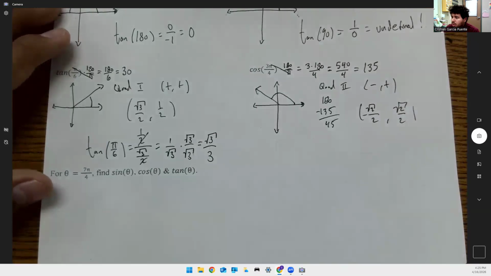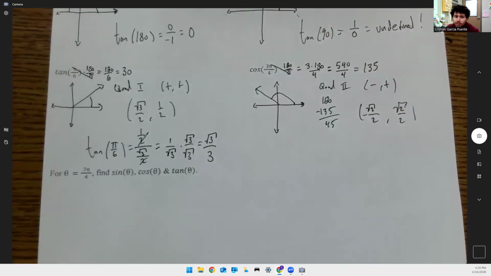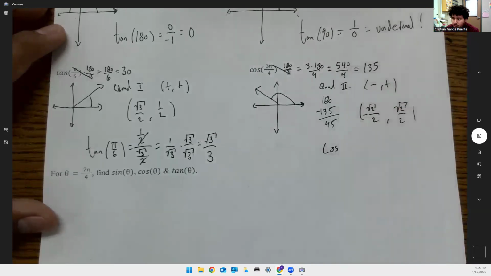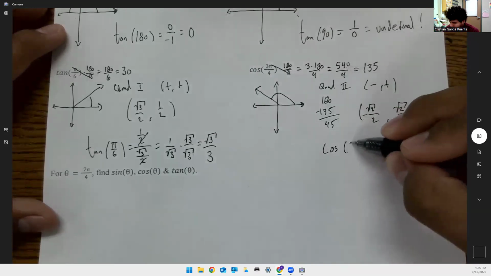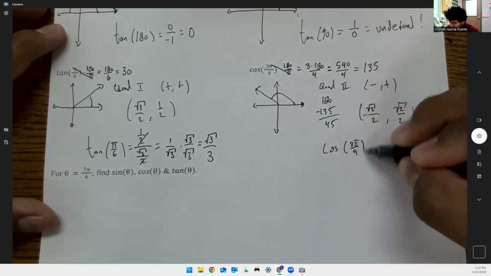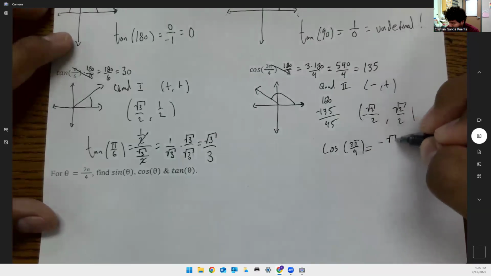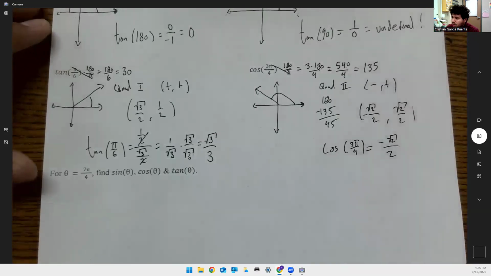Now, let me fix this real quick. We're doing cosine of 3 pi over 4. So what we're going to do is cosine of 3 pi over 4. And then remember, cosine is just equal to your x value. So it's just going to be negative root 2 over 2. And you're done.